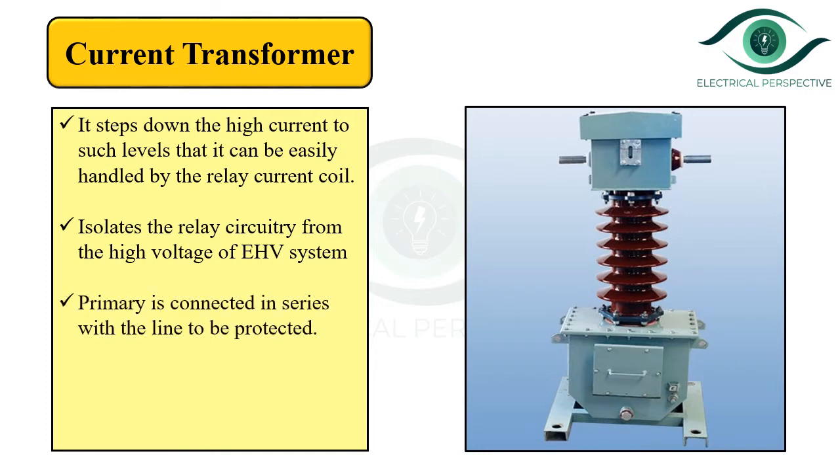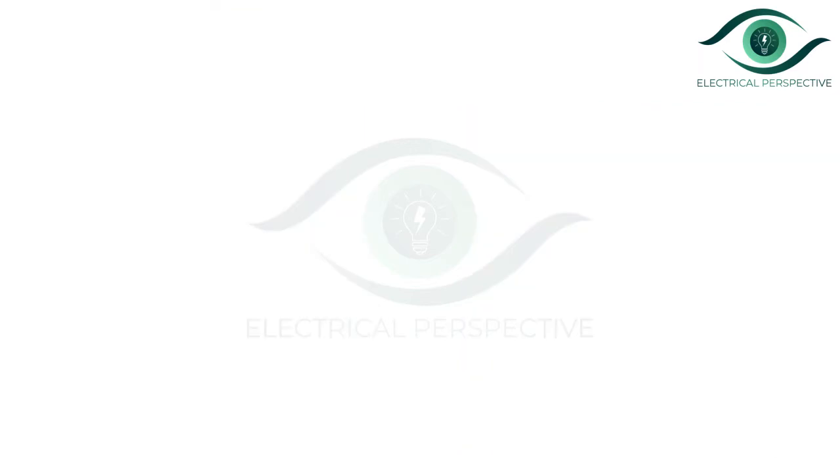Please note that primary of the current transformer is always connected in series with the line to be protected and its secondary is always connected in series with the relay coil. Here figure shows the outdoor type current transformer.